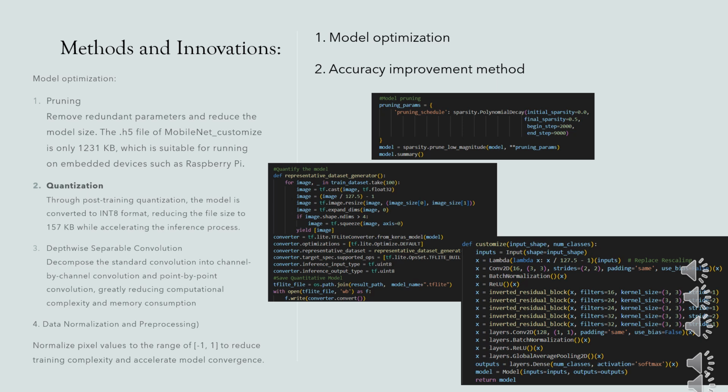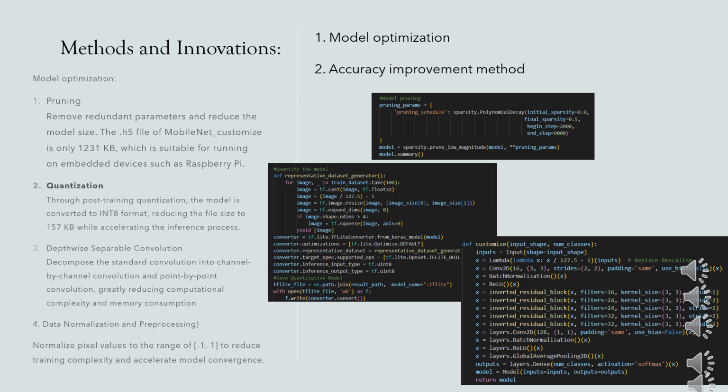You can see my code on the right side. I remove the redundant parameters and reduce the model size. So the H5 file of the Novel 9 customers is only 1231 KB, which is suitable for running on embedded devices like my Raspberry Pi.